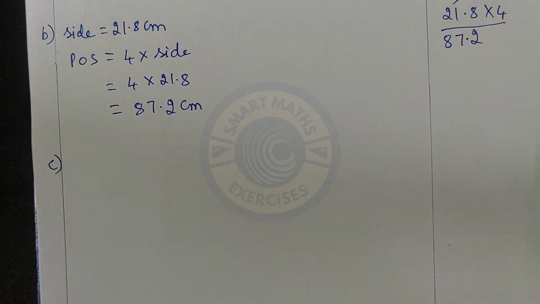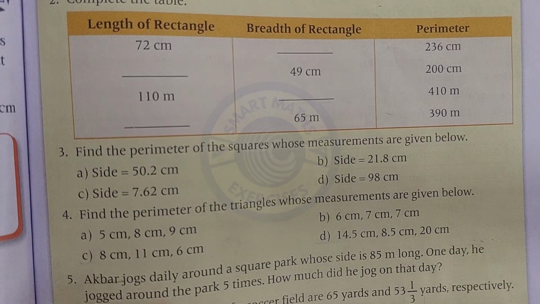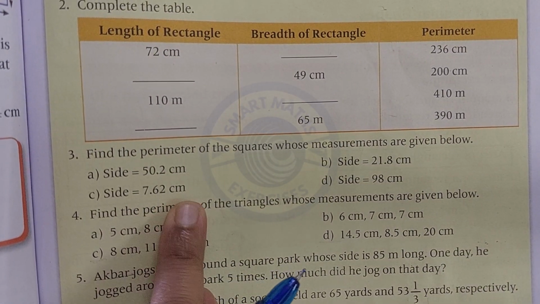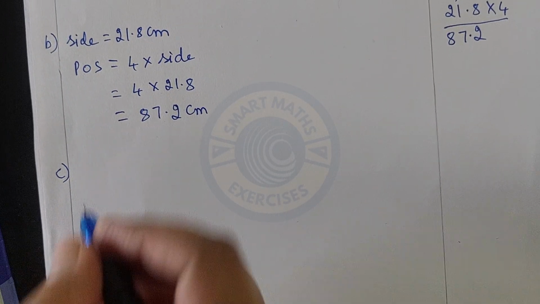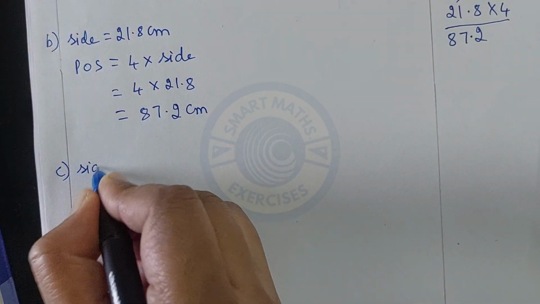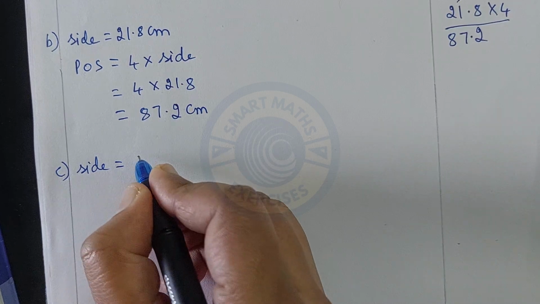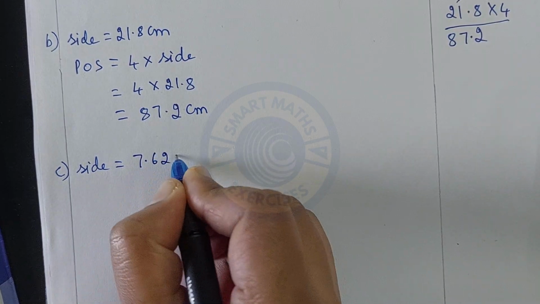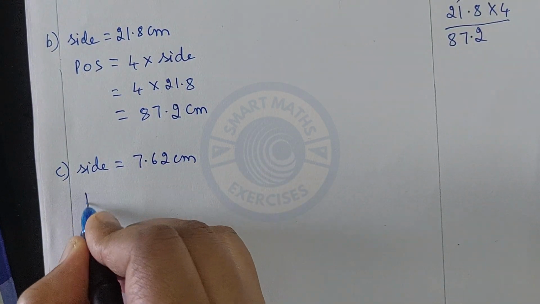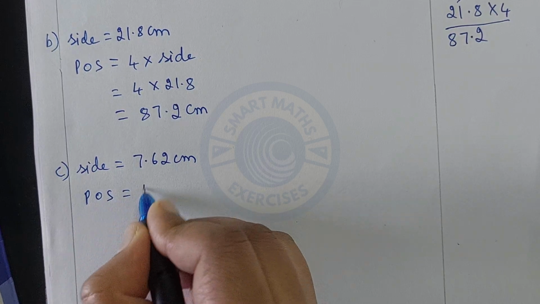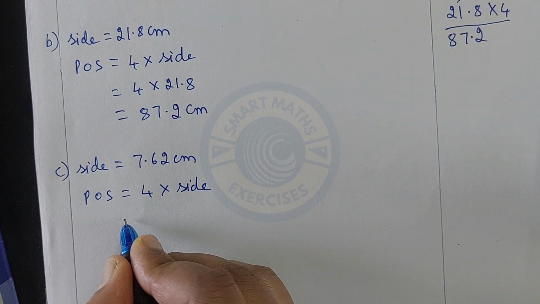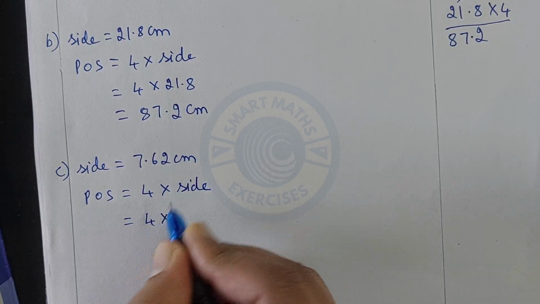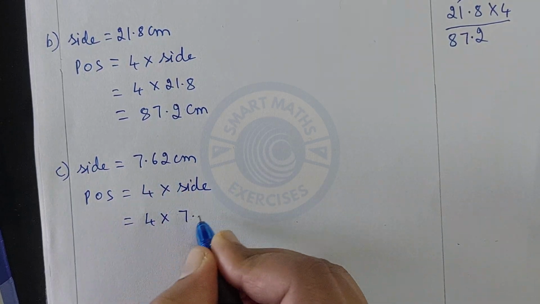Next question. Side is equal to 7.62 centimeter. Perimeter of square is 4 into side. Multiply 4 into 7.62.